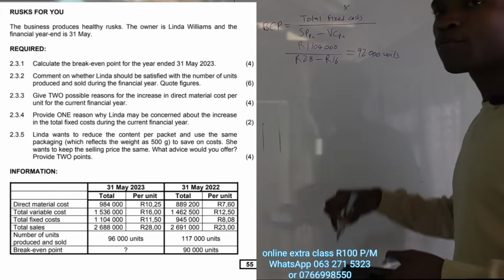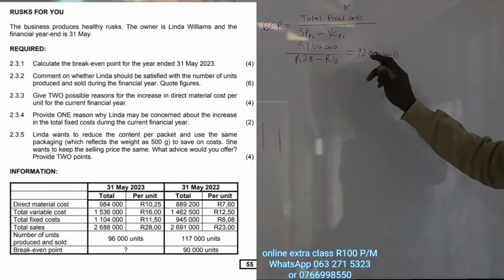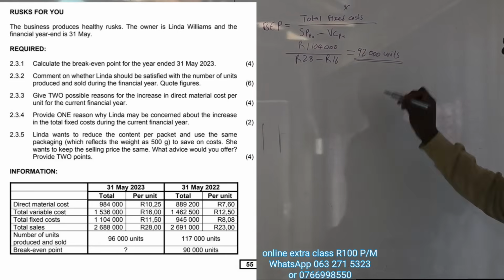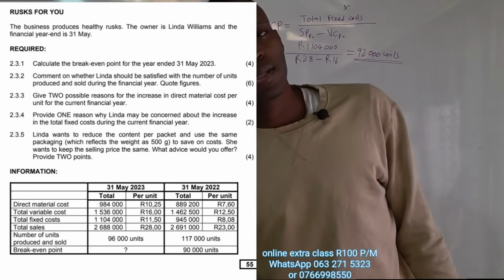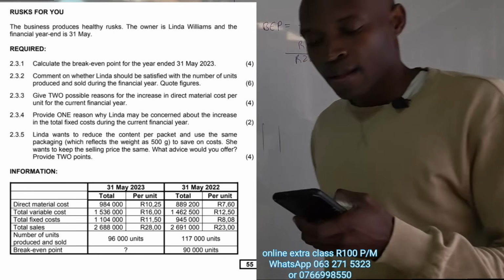This formula must give you units. Okay, per unit. 92,000 units is the break-even point. If we produce less than 92,000, no profit. More than 92,000, there is a profit.